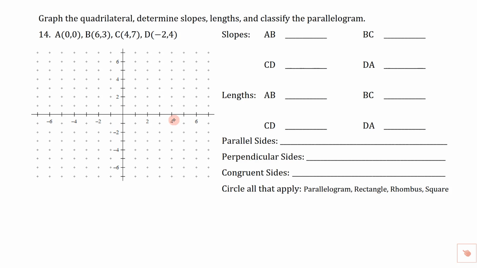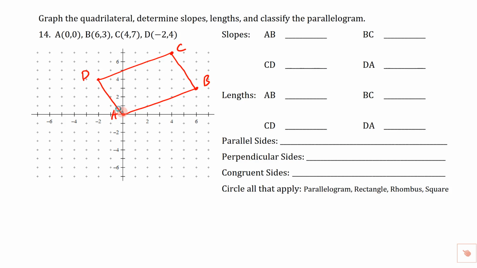So let's go ahead and graph this. This is 0, 0 for A. And then B is at 6, 3, so we're going to go over 6 and up 3, so there's B. C is at 4, 7, so we're going to go over 4 and up 7, so C's right there. And then D is at -2, 4, so back 2 and up 4, so D is right there. So we'll go ahead and connect those. It certainly looks like a parallelogram of some sort, but what we want to do is find the slopes.